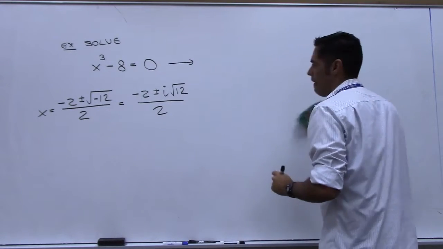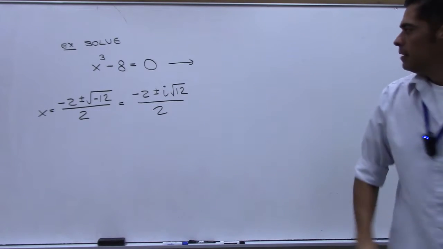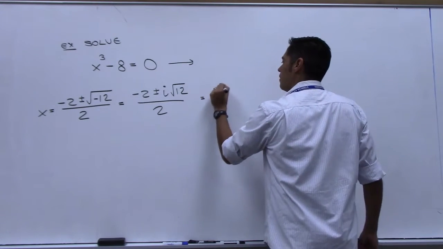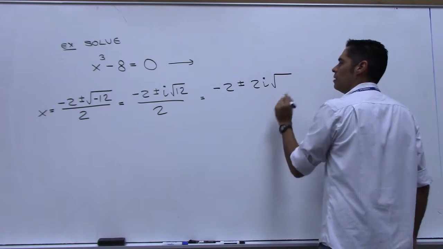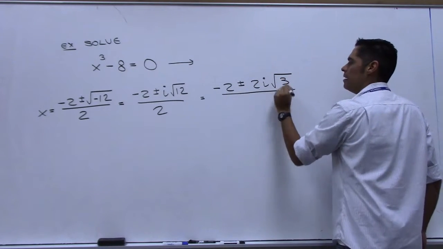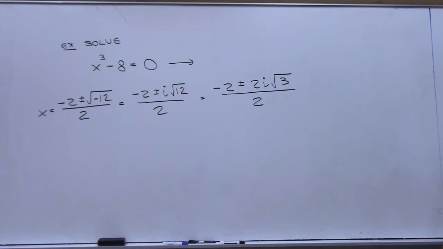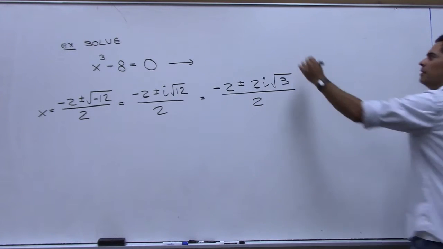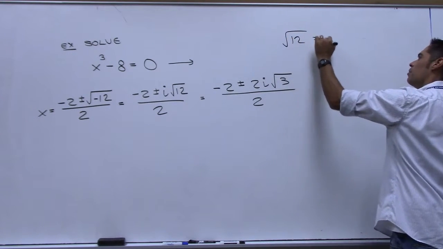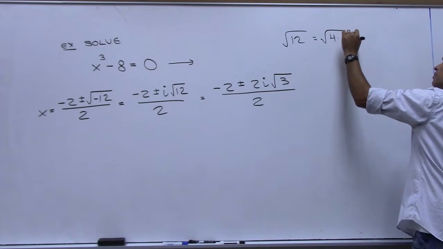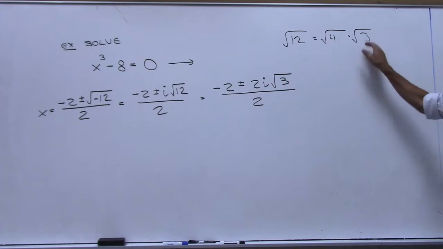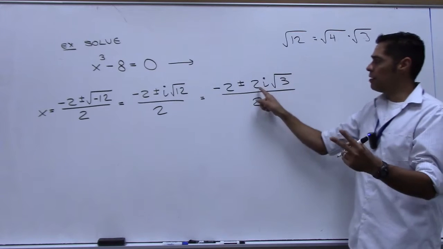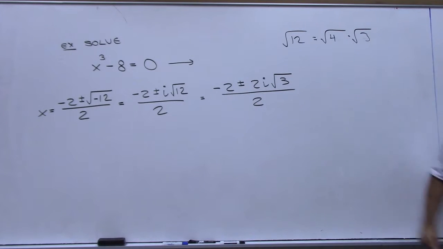which is negative 2 plus or minus 2i root 3 over 2. What just happened? Yeah, root 12 is root 4 times root 3, isn't it? And so when you break up, 12 is 4 times 3. The square root of 4 is 2. So there it goes next to the i. And then the root 3, you can't break it down.